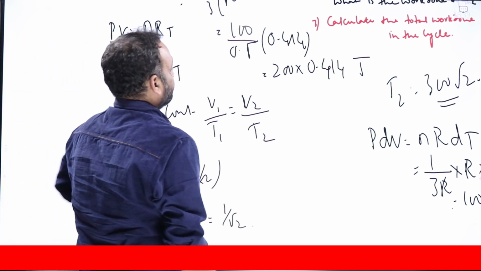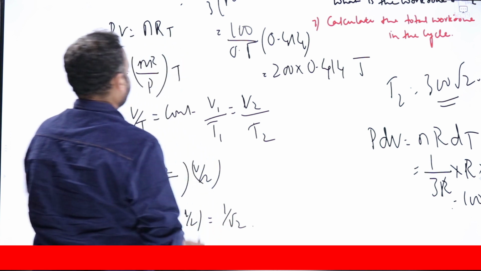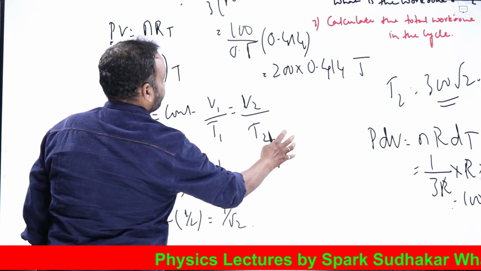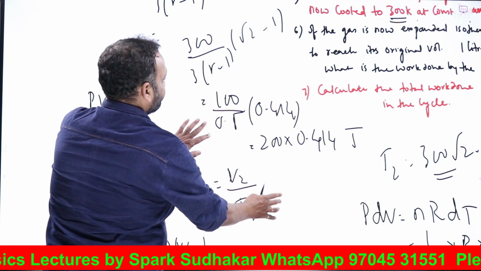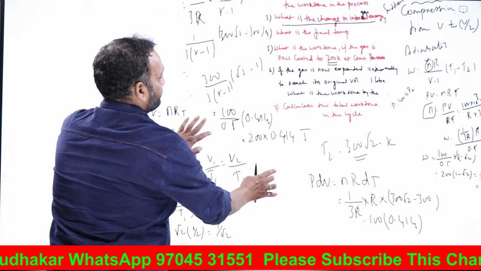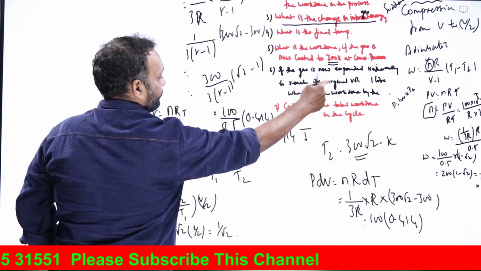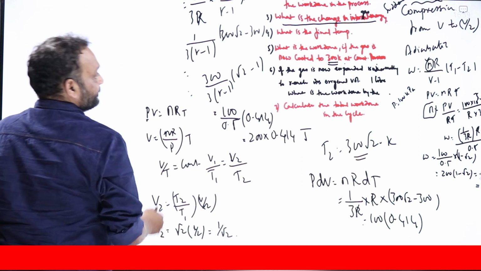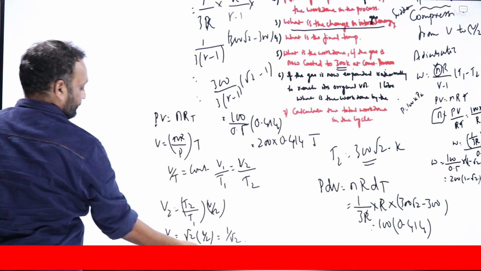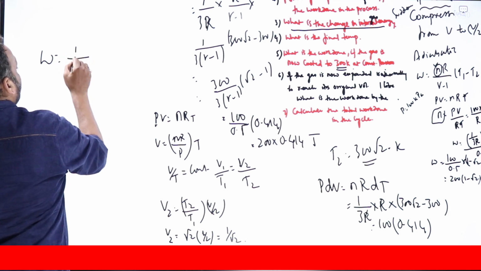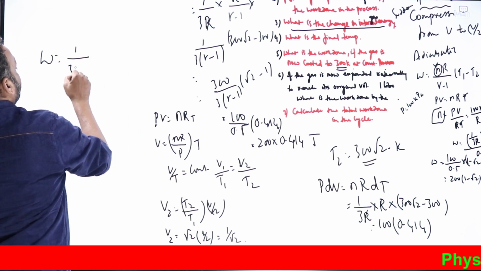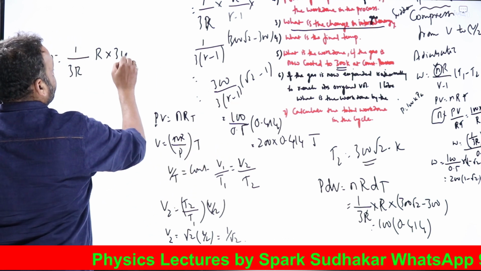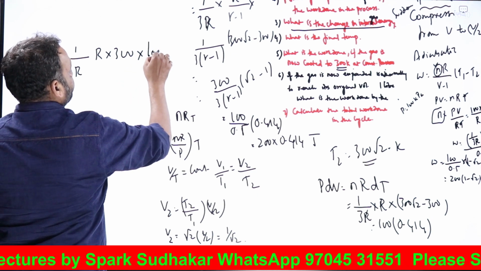So now we know the final volume. Let us go back to the question. Now there is isothermal expansion to reach its original volume. From 1 by root 2 liters, it has reached 1 liter. So what is the work done in the isothermal process? W equals nRT log V2 by V1. n is 1 by 3R, so R into T. At what temperature is this happening? At 300 Kelvin, so 300 into log to the base e.